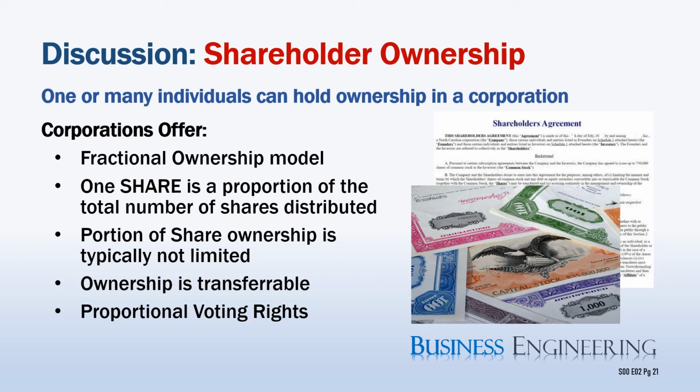Shareholder ownership. One or many individuals can hold ownership in a corporation. A corporation may be structured as a form of fractional ownership, where a share, or stock, is one proportion of the total of the shares held by all owners. In most cases, public owners may hold few or many shares, in some cases up to 51%, where some corporations employ restrictions so as not to have too much power under singular control.